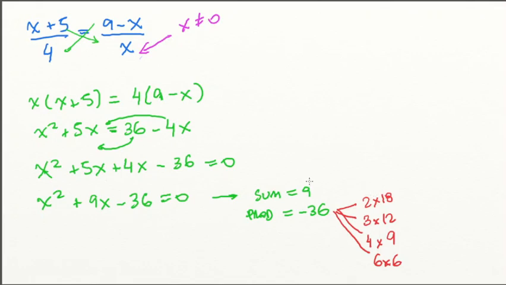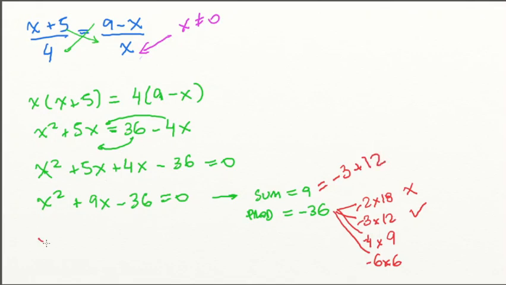Our sum is positive, so the larger number is the positive one. So minus 2, minus 3, minus 4, minus 6. And now what we have to look for is, are any of those combinations equal to 9 if I sum them? If I sum negative 2 and 18, I will have positive 16, so it's not this one. Negative 3 and 12, if I sum them, that's positive 9. So this would give us 5 and this would give us 0. So yeah, that's negative 3 plus 12.